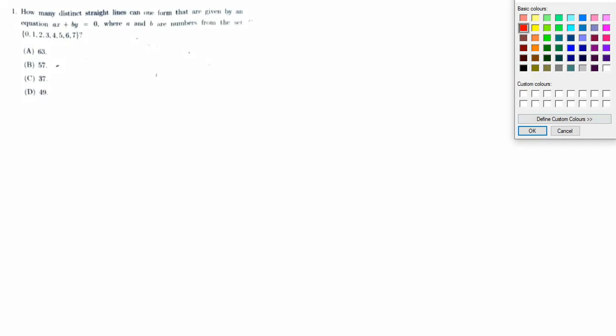How many distinct straight lines can be formed that are given by the equation ax plus by equal to 0, where a and b are numbers from the set 1, 2, 3, 4, 5, 6 and 7? Multiple options are given: A 63, B 57, C 37 and D 49. So let's take a look. Let's first write the equation down.